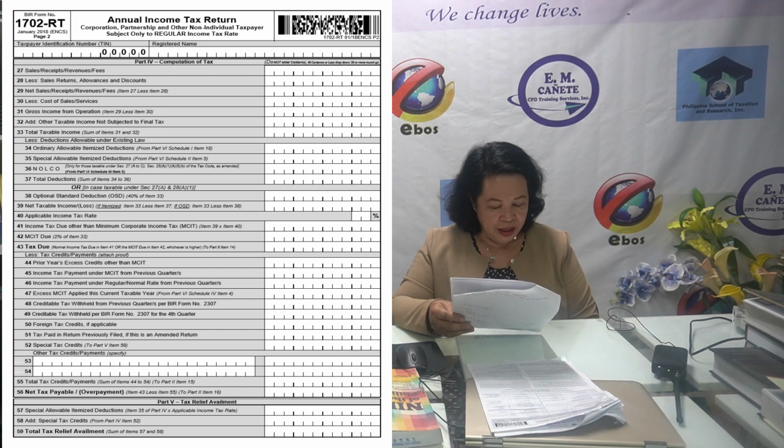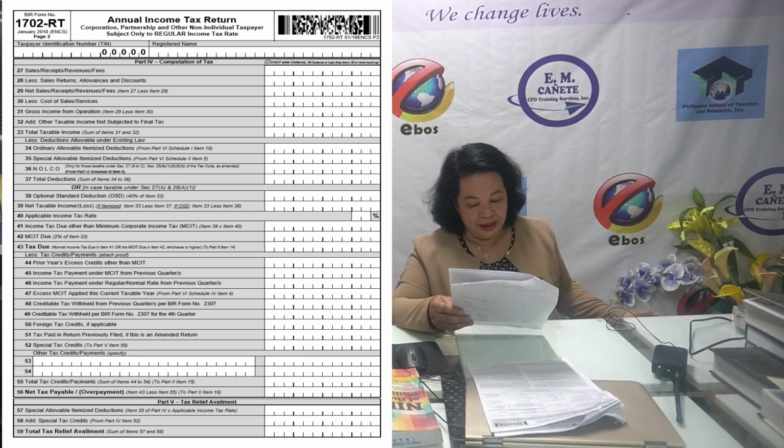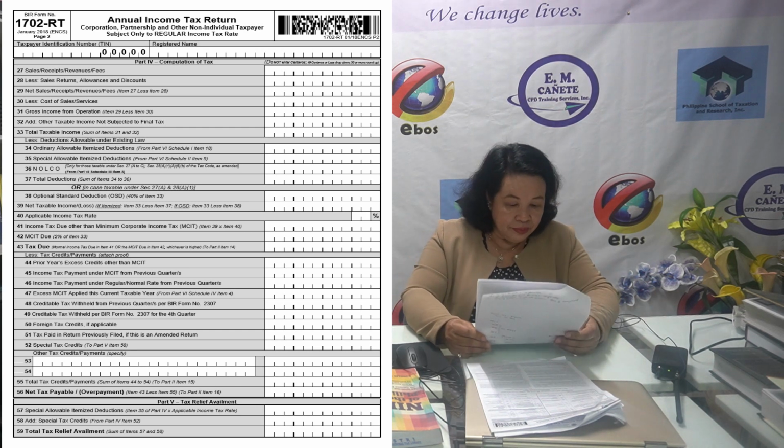Line number 55, we have total tax credits or payments. And then line number 56, we have net tax payable or overpayment. Okay.